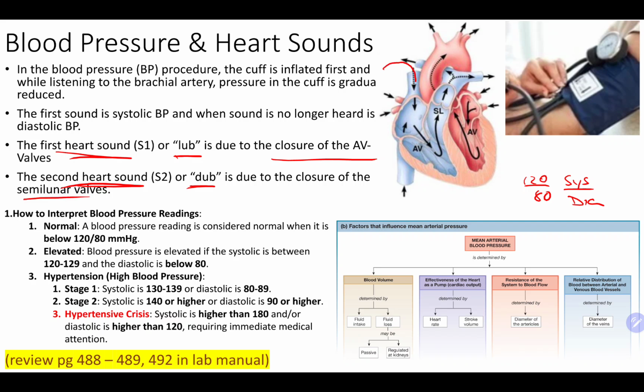Of course, remember, when blood enters the heart, what valve is it going to enter through first out of these two? It's going to be an AV valve. So you can kind of remember that. Then it's going to go through a semilunar valve. So the AV valve comes first, and the semilunar valves come second.